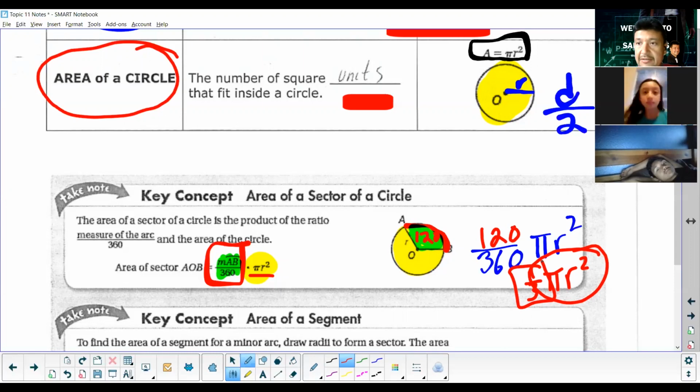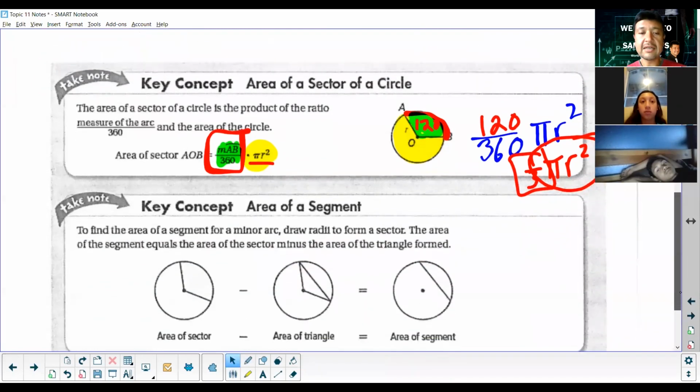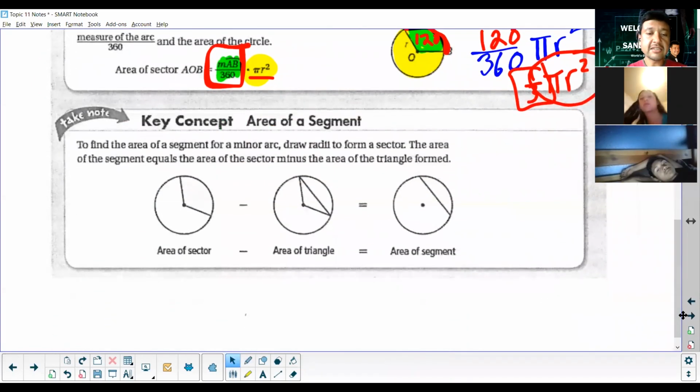Does it make sense to you guys? Before I move forward, because this basically is the foundation to these notes. So we're going to be moving forward and using this equation to solve most of it. So now let's go ahead and go down. And now let's talk about, Celeste, why don't you go ahead and read the key concept here.